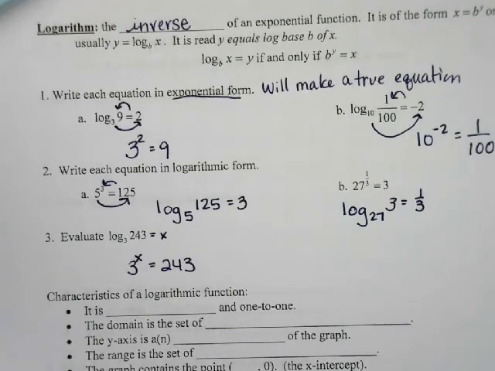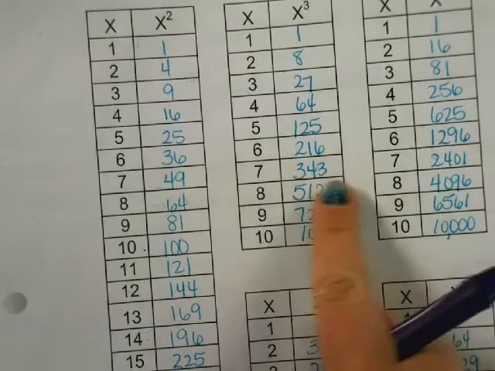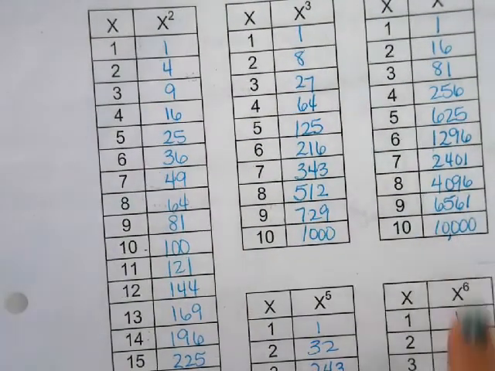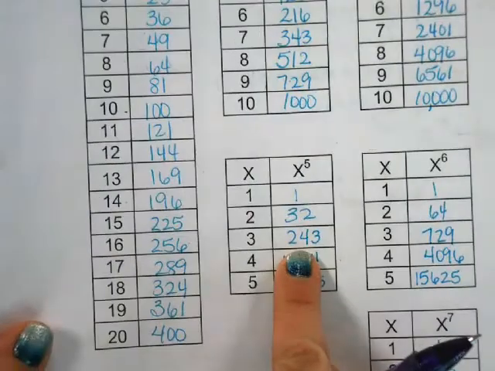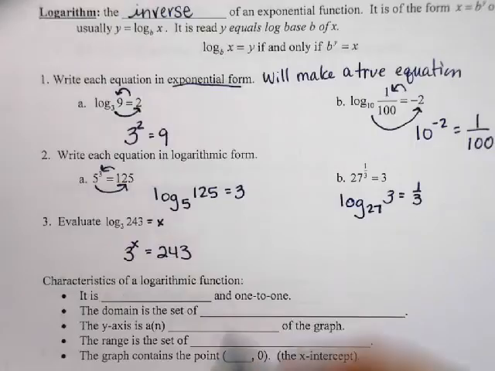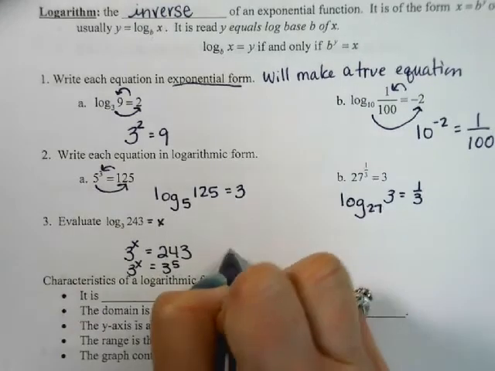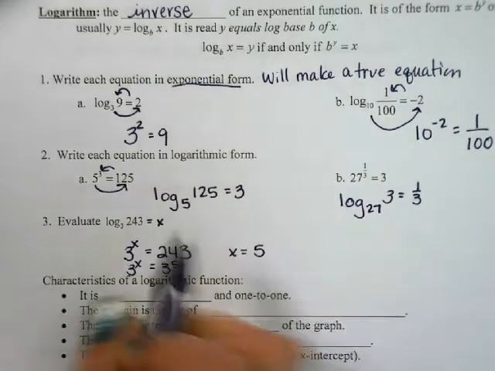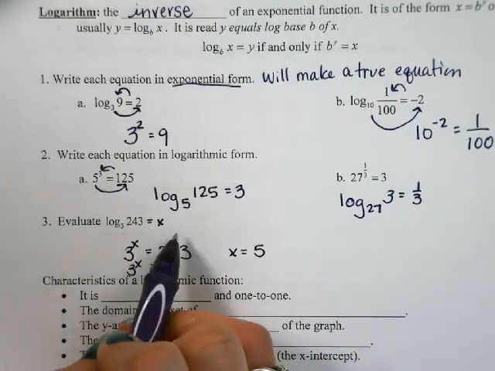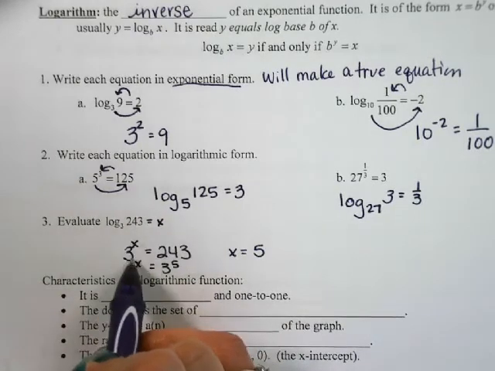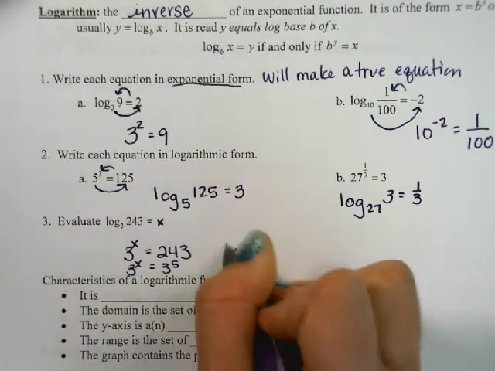Could I rewrite 243 as a base of 3? There he is. Yeah, 3 to the 5th. You can also think about it as 3 to what exponent equals 243. 3 to the 5th equals 243.